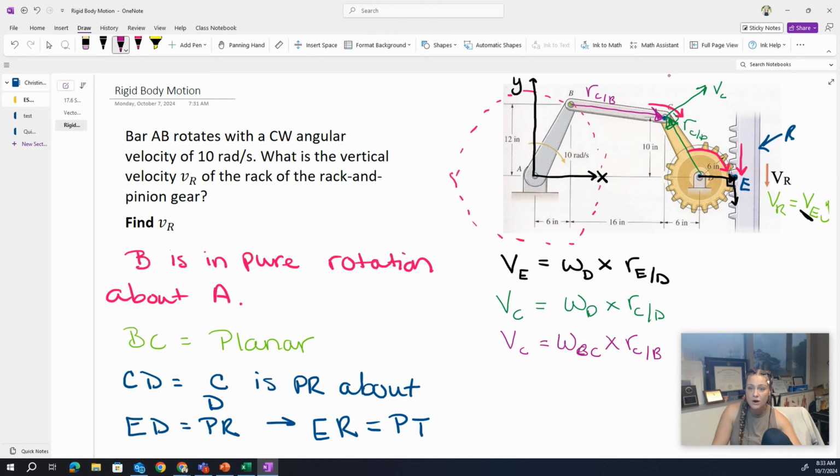Oh, and what did we do wrong here? What did we forget? We have two equations here and two unknowns, but this isn't correct.